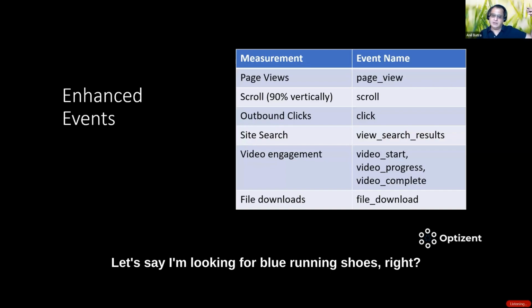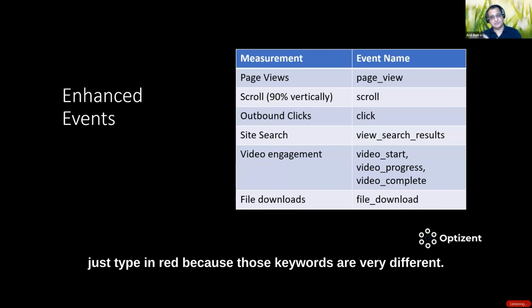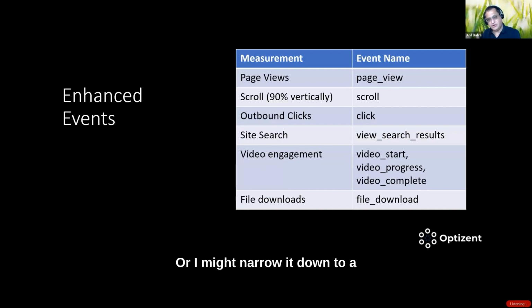Let's say I'm looking for blue running shoes, right? That's my Google search. I might search for a brand name. I land on your site. Then I come on the site and I start searching. Hey, they look good. I see an image. Let me see actually red shoes. So I type in, and I'm not typing anything else. I just type in red, because those keywords are very different, or I might narrow it down to a particular brand and start searching for that.